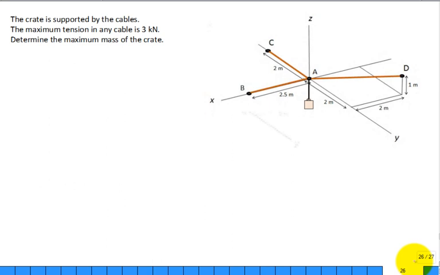So the crate is supported by cables. How many cables do you see? There's really 3. Let's call this a rod or a bar. It's just connecting. That's not going to be a unique cable. So the cable would be a cable going from A to D. Here's point A, there's point D. A cable from A to C, and from A to B. Those are our 3 cables.